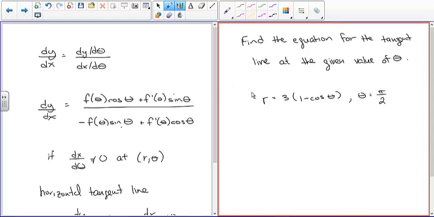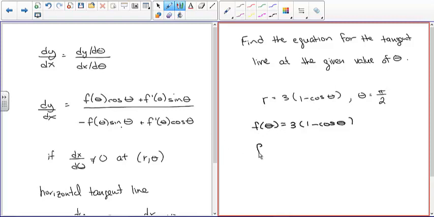So let's look at this example. Find the equations for the tangent line at the given value of theta. So this is my r as a function of theta. And what I need to do is plug it into this equation. So f of theta is equal to 3 times 1 minus cosine theta. That's r. This relationship, r as a function of theta, is f of theta.